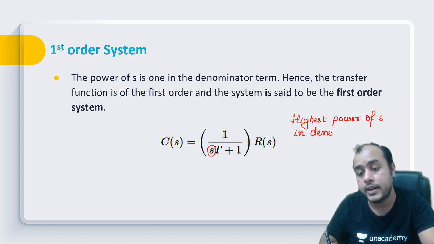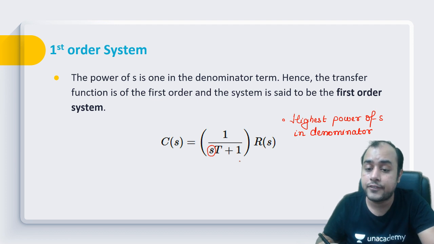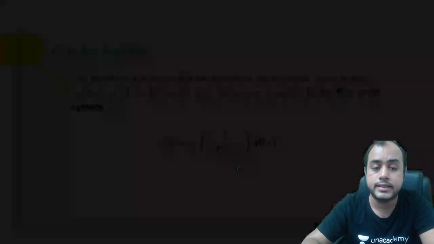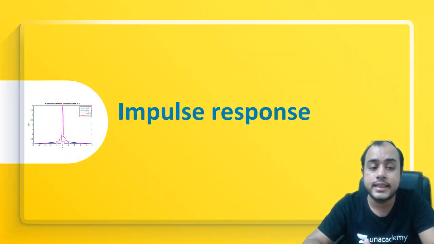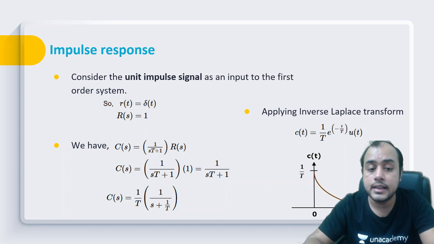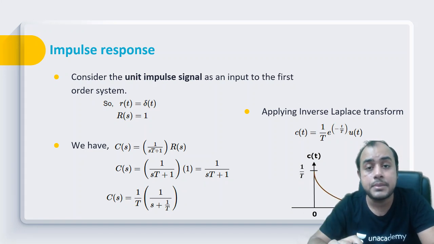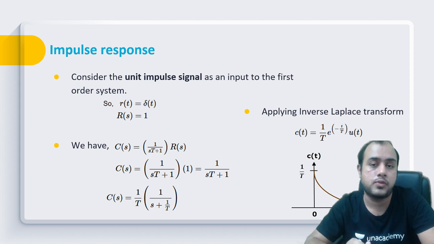Other than that, my friend, you can also say it is first order if the differential equation governing the system is of the first order. So let's first see the impulse response. Conceptually, the impulse response means that the system has been excited by an impulse function. What is the impulse response? It is the output of the system when the input is an impulse function.